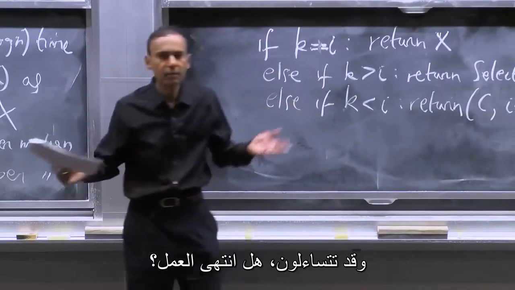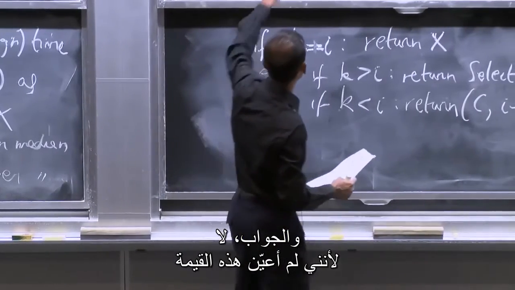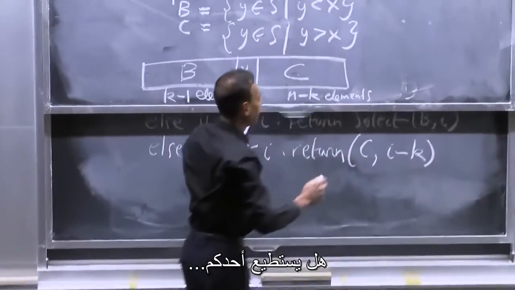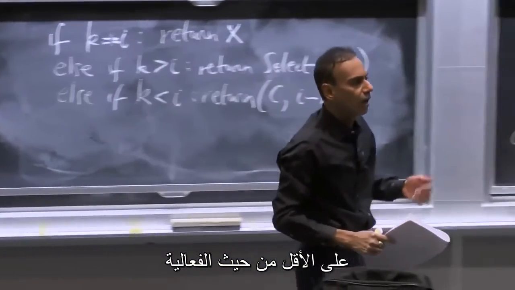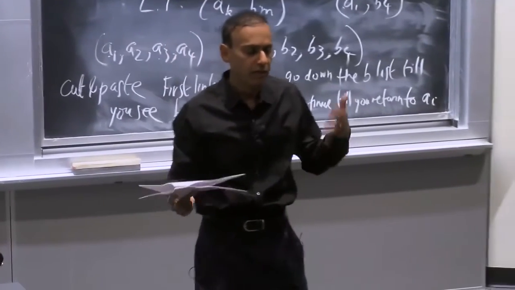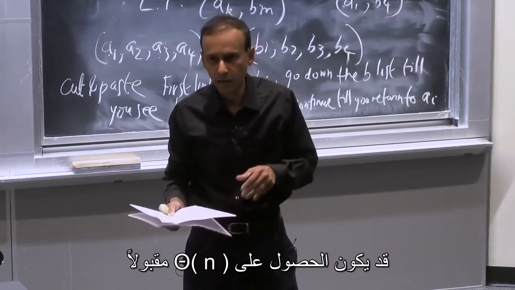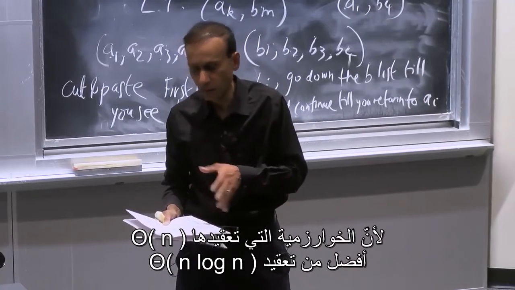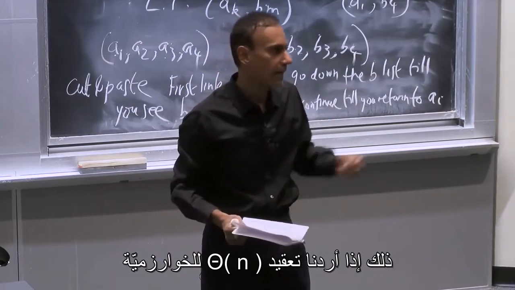And you say, well, am I done here? And as you can imagine, the answer is no, because we haven't specified this value. Now, can someone tell me, at least from an efficiency standpoint, what might happen? What we're looking for here, as you can imagine, is to improve on theta n log n. You could say, well, I'm happy with theta n. A theta n complexity algorithm is better than a theta n log n complexity algorithm, which is kind of in the bag because we know how to sort and we know how to index. So we want a theta n algorithm.